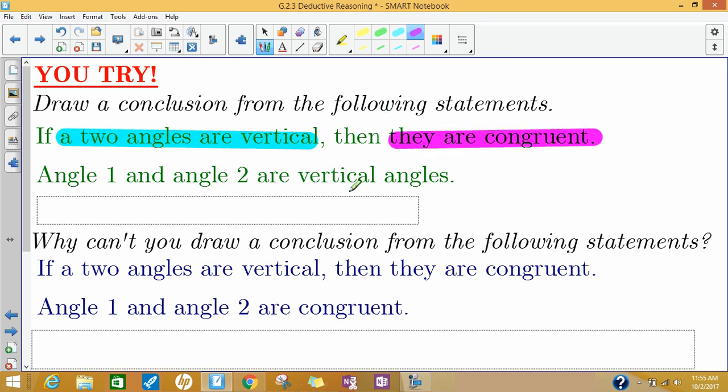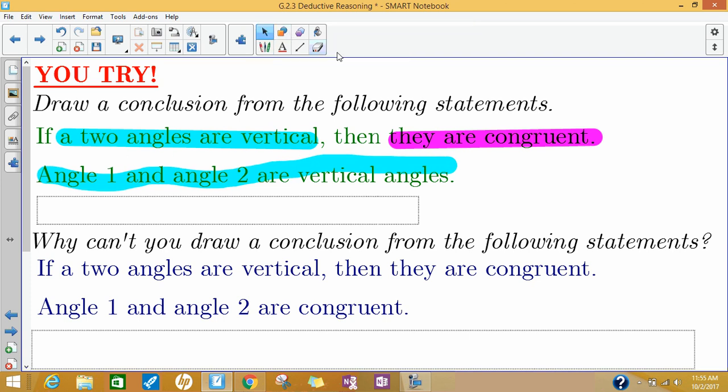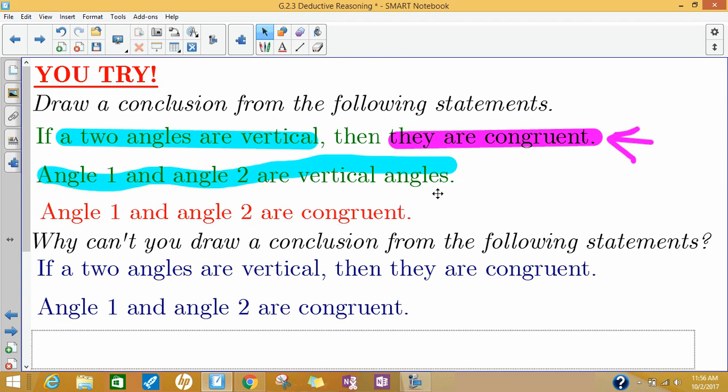So I need this second statement to be about the hypothesis, or the beginning of my first conditional, and it is angle 1 and angle 2 are vertical angles. That's an example of two angles being vertical. So my conclusion is going to be based on the conclusion of my if-then. And so I can say that angle 1 and angle 2 are congruent.